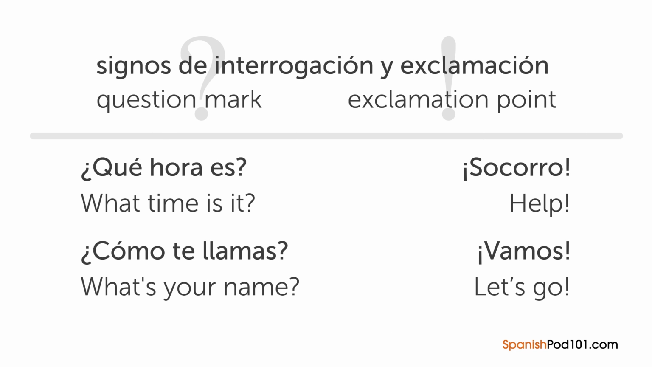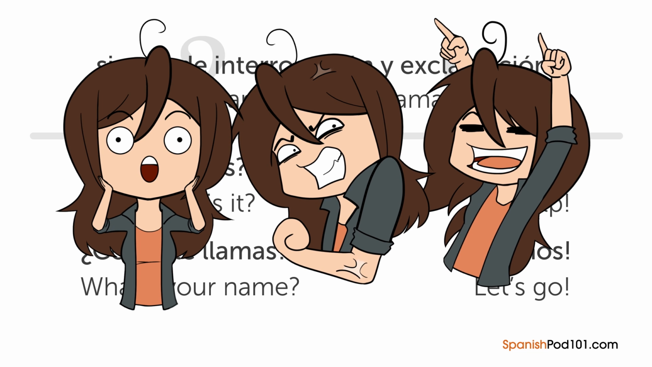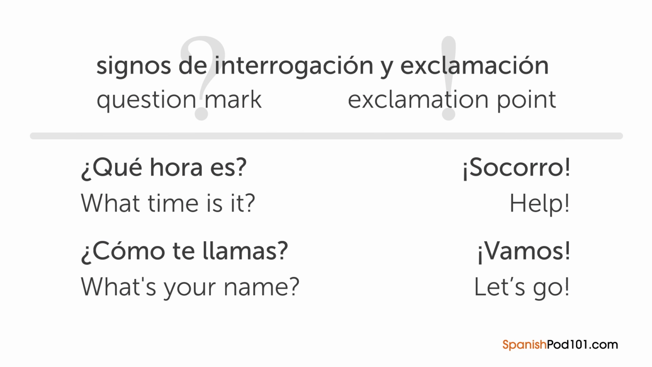Let's move on to two more punctuation marks you may be familiar with: the signos de interrogación and exclamación. The signos de interrogación is better known in English as the question mark and is used in interrogative sentences. The exclamación sounds similar to the English exclamation point and works the same way. It's used to express surprise, anger, or any other strong emotions. Remember that in Spanish, you could write an inverted question mark or exclamation mark at the beginning of the sentence in addition to the mark at the end.